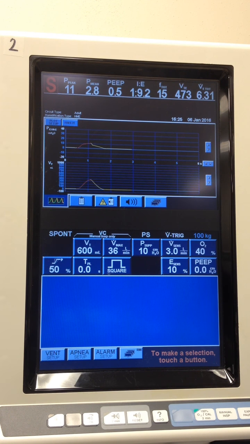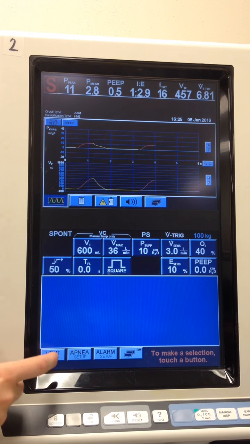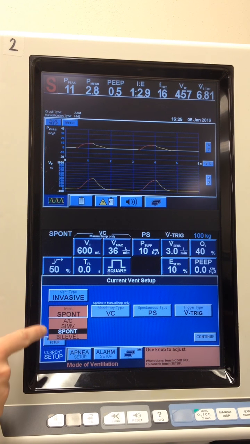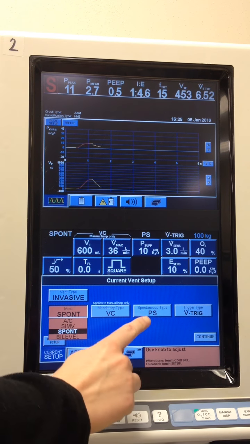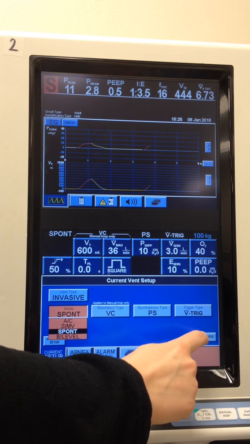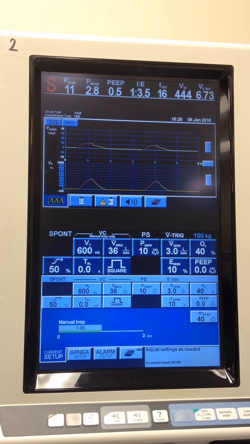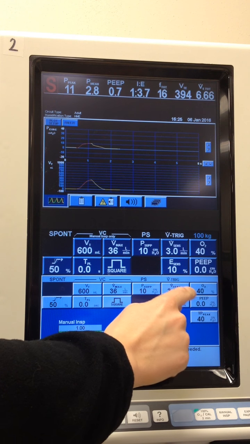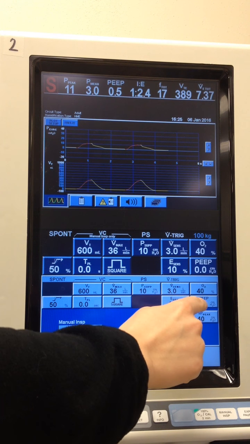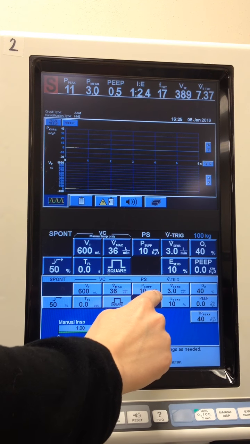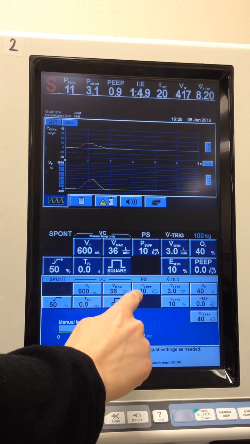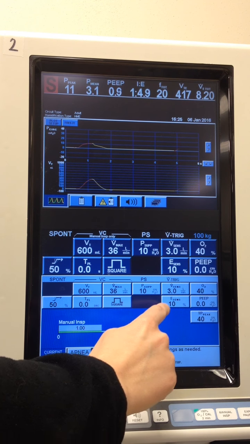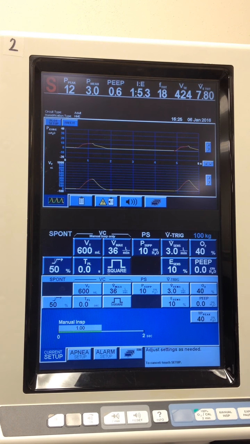So in 4.0, we're going to leave our compliance and our resistance as they are, and we're going to transition to a spontaneous mode. So vent setup, mode to spontaneous, leave your pressure support and your flow trigger, and then we're going to put in an FiO2 of 40%, a PEEP of 0, a flow trigger of 3, a pressure support to start with of 10, and an eSense, or an expiratory sensitivity of 10%.